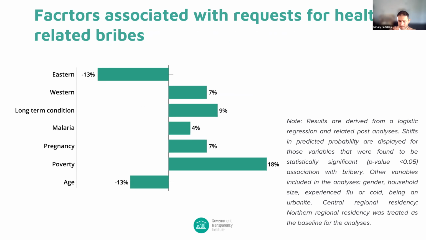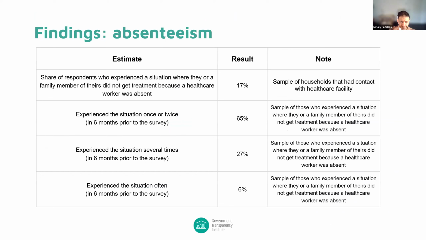Also, we have run some regression analysis, looking at the predictors of bribery, and we see that poverty has a positive influence on the likelihood of giving a bribe. Also, there were strong regional differences. Compared to the center, Kampala, the eastern and western regions had a much lower likelihood of paying a bribe.